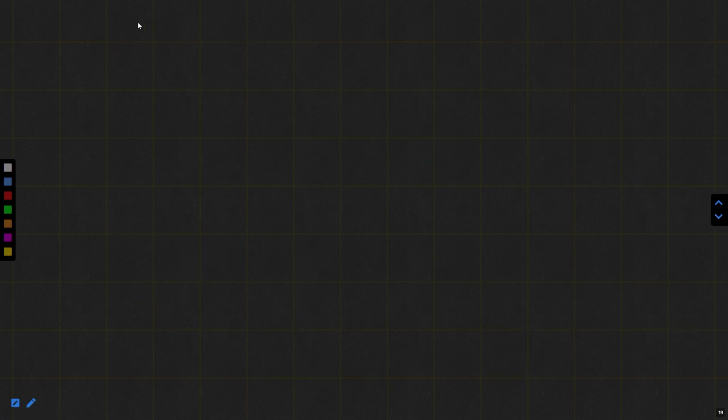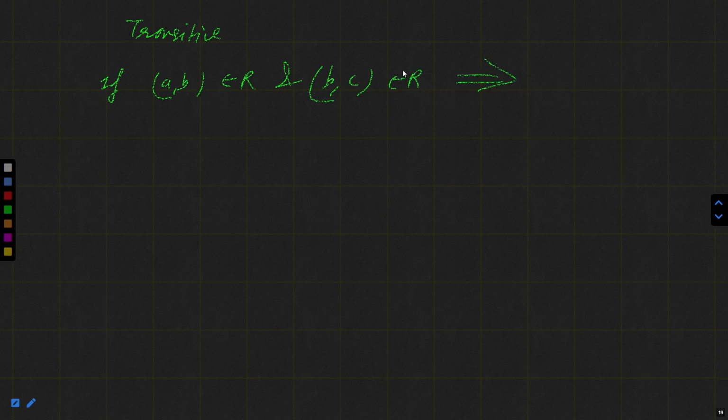Okay, now what about the transitive relation? So recall the definition. What the definition says is very clear: whenever A comma B belongs to relation R and B comma C belongs to relation R, then we must have A comma C belongs to relation R. If this happens, then we say that our relation is transitive. Okay.